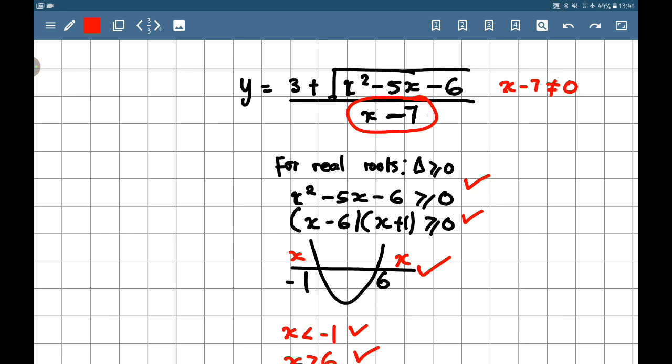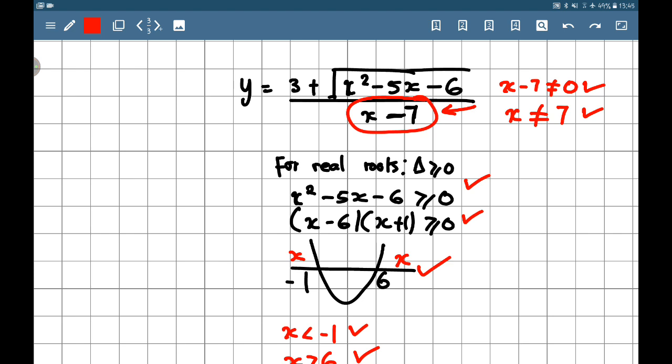Explain that again. If the denominator is 0, we are going to have a non-real solution. But if the denominator is not equal to 0, we are going to have a real solution. So it means x is not equal to 7, and you're going to get marks for that.